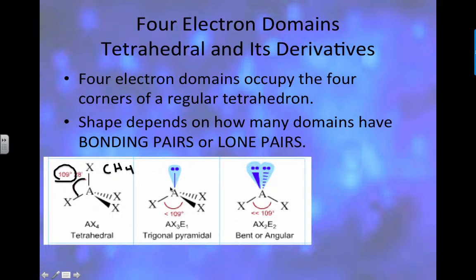But if we were to take one of those atoms away and have a non-bonding pair, like we do with ammonia, then what we would see is this arrangement where instead of having a bond angle of 109.5, these lone pair electrons squish the bond in and make it a little bit shorter than that at about 107 degrees instead of 109.5.